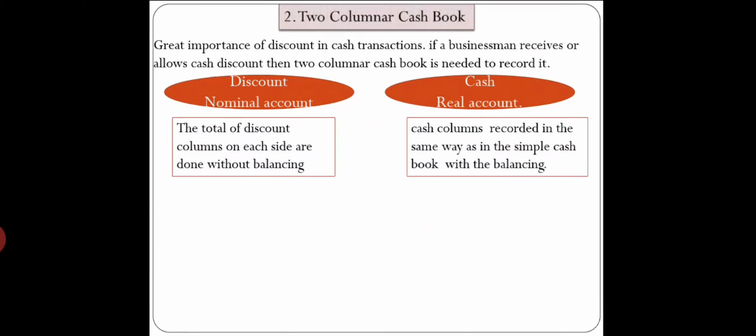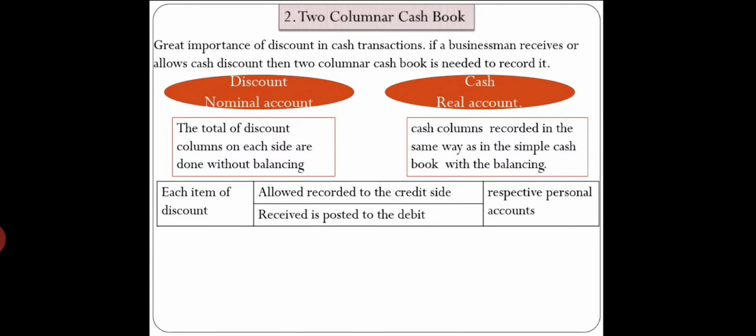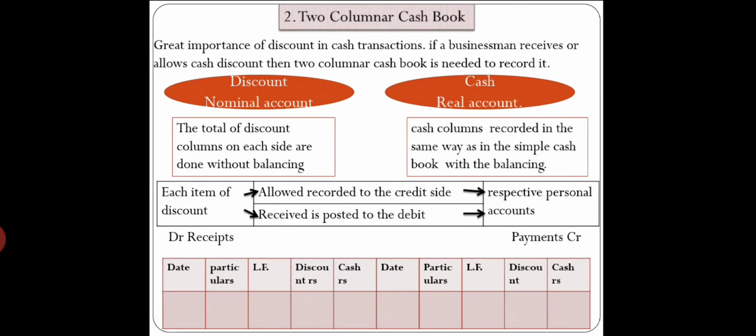What we discussed about the simple cash book: credit entries on the credit side and debit entries on the debit side. Next, each item of discount allowed is posted to the credit side of the respective personal account. Similarly, each item of discount received is posted to the debit side of the respective personal account. So here is the format of the two columnar cash book.